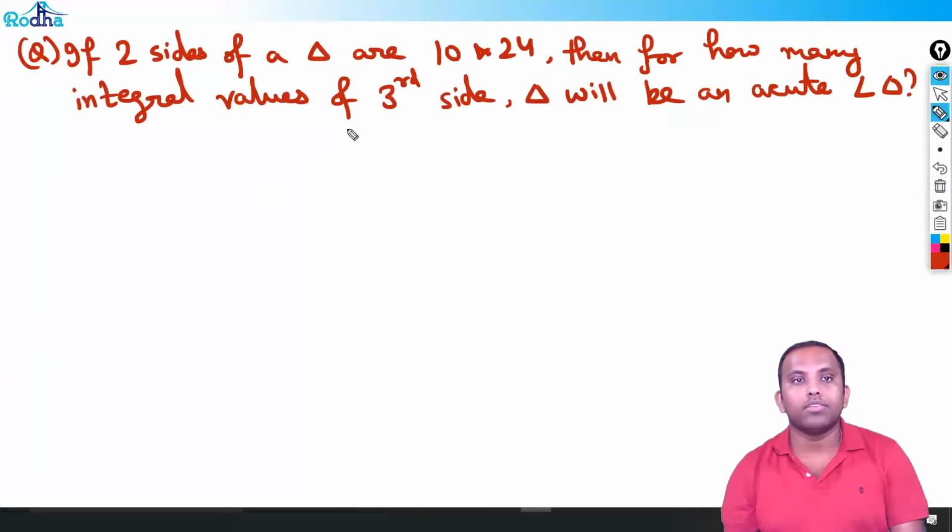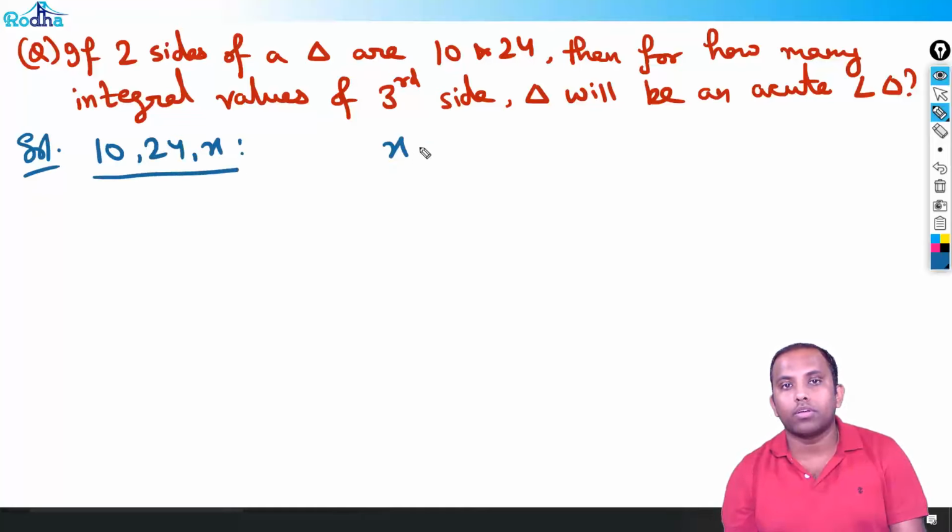So the next question is, if two sides of a triangle are 10 and 24, then for how many integral values of the third side will the triangle be an acute angle triangle? Let's say the sides of the triangle are 10, 24 and x. So x should lie between the sum of the two sides, that is 34, and the difference, that is 14. That means the range of x is from 14 to 34, both exclusive, that is 15 to 33.